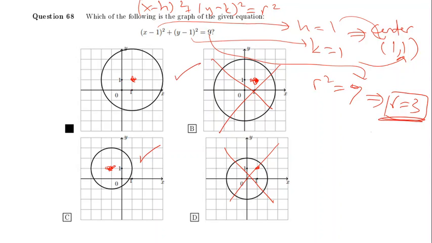So what's the radius? Look at here. It's 3 units. We can check here also. It's 3 units. Here it's 2 units. This is 2 units, so it's not it. So that's the correct answer.